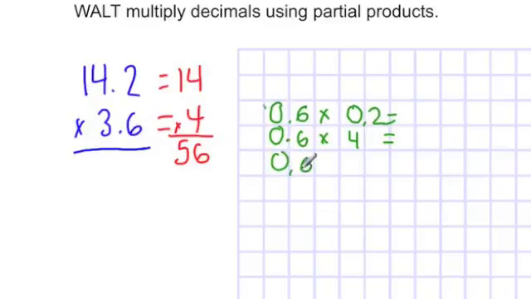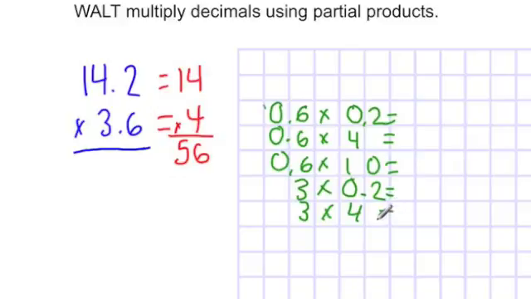You want to write this down with me? It takes me a little while to write, so it could be helpful. Then we move on. So we did 6/10 times all of those. Now we have to use our 3, which is in the ones place. So 3 times 2/10. Then 3 times 4. Then 3 times 10.